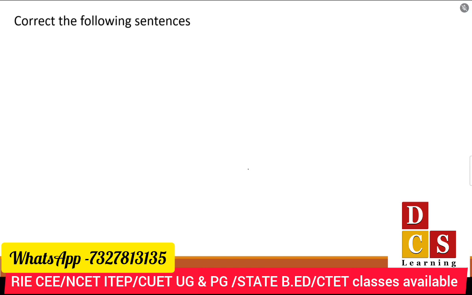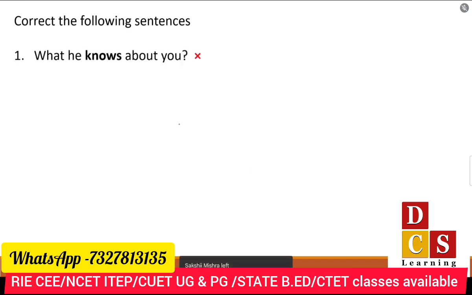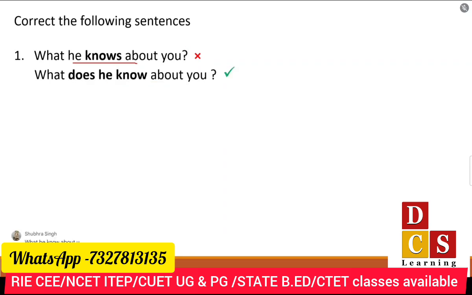Okay. What he knows about you. Tell me, this sentence is wrong. Can you correct it? What he knows about you. What does he know about you? This is a question, right? So you have to use do or does first and then the verb. So it will be: what does he know about you? Is anyone confused here?